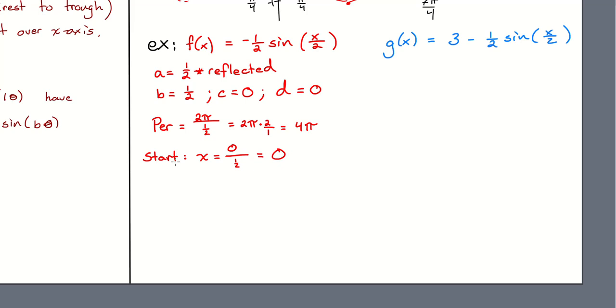The only thing that needs to change is we take the period that we just found, 4 pi, right here, and we divide it by what? 4. So the jump is just the period we found, 4 pi, divided by 4, which means the jump is going to be what? Pi. All right, I'm going to give you guys a second. I want you to make a table.